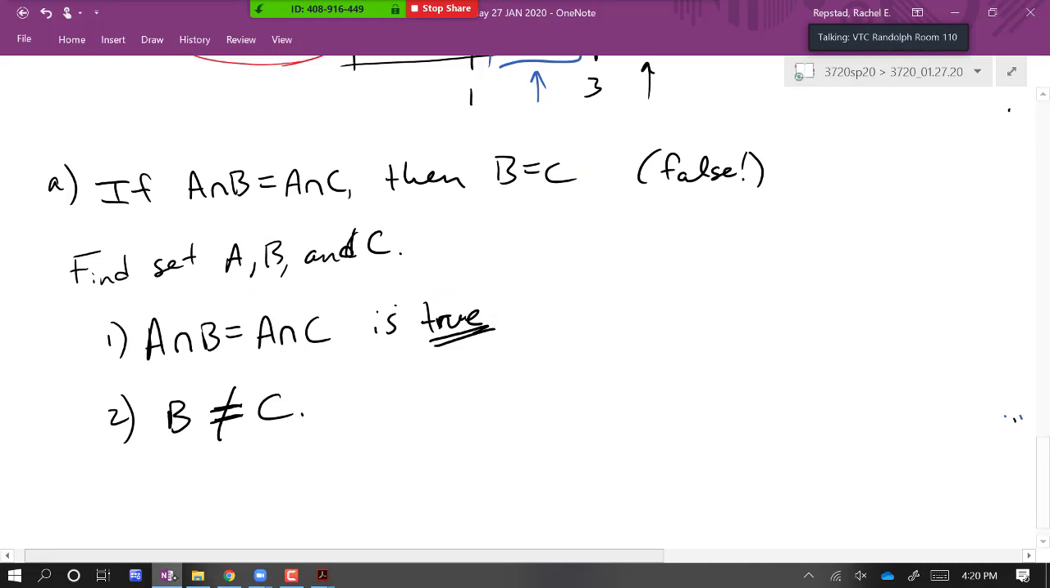Should we talk about Boolean algebra some more? Maybe? Don't look too excited.